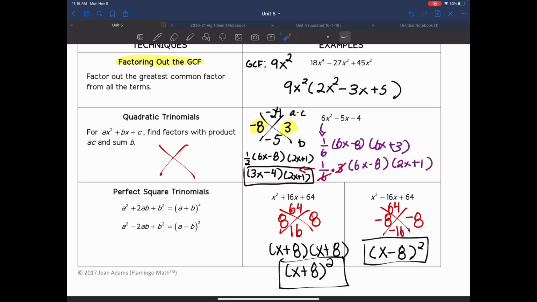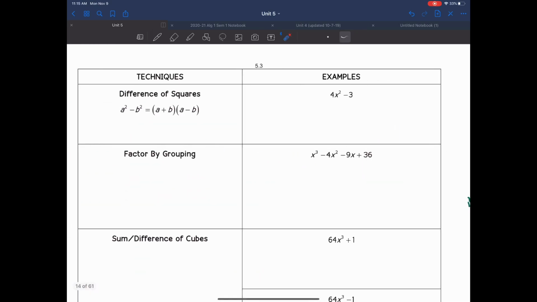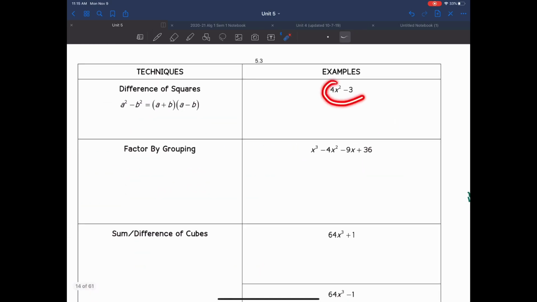All right, next page. Now we have the difference of squares. So what if we have a binomial and both of these are perfect squares? Well, in this case, it's not both perfect squares, but I'm going to show you how to use it when it's not a perfect square either. So difference of squares tells us that if we have a squared minus b squared, that is equal to a plus b times a minus b. So two terms, both of them are perfect squares. We can break them up using the formula.